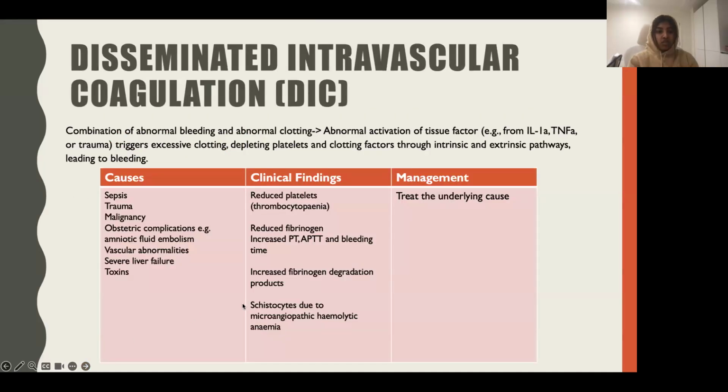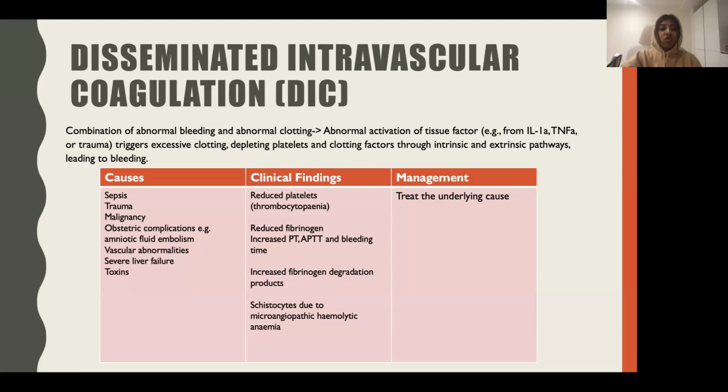So DIC is a combination of abnormal bleeding and abnormal clotting. It's those two things happening at the same time, where you've got someone bleeding and someone clotting at the same time. The way that happens is you get abnormal activation of the tissue factor, which triggers excessive clotting, which then depletes the platelets and then clotting factors through the intrinsic and extrinsic pathways, leading to bleeding. Your platelets are basically being told to do more and more, so they cause the clotting. But because your platelets are busy clotting away, you run out of platelets and that causes bleeding. That's how I like to think of it.